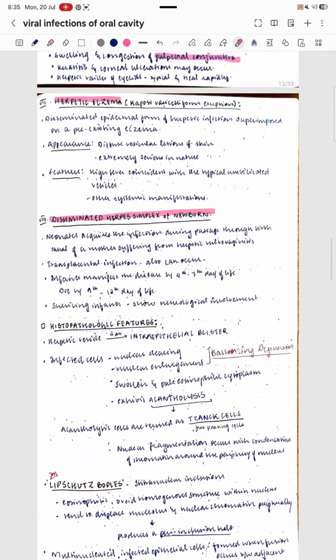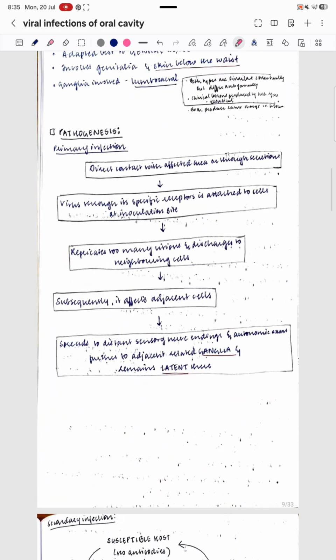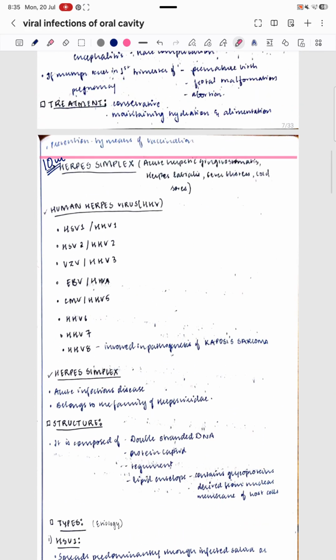So that's about HSV. It is a huge topic, not a chapter.